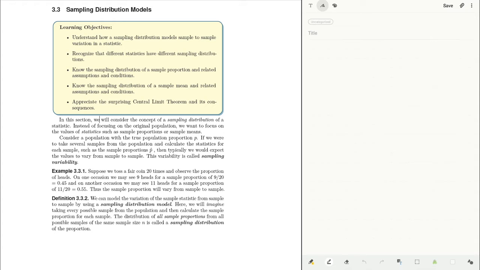Now we can model the variation of a sample statistic by using a sampling distribution model. So here we will imagine taking every sample from the population and then we calculate the sample proportions for every sample. And so the distribution of all sample proportions from every possible sample of the same sample size is called a sampling distribution of the proportion.